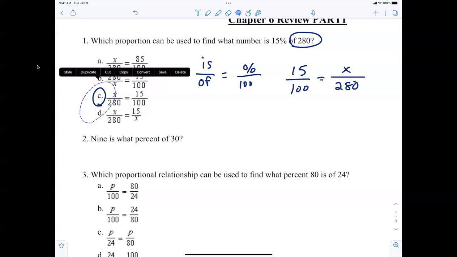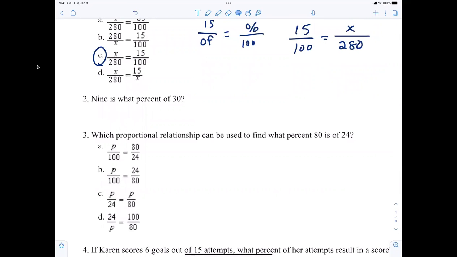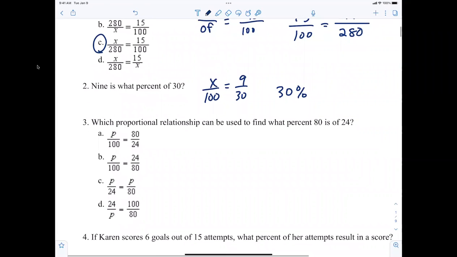Now, again, the next one. I personally prefer equations, but most of the kids last class decided to do it as a proportion. So Charlotte, tell me how to do number 2. X over 100, 9 over 30. Yeah, that's what all the kids are doing. 30% is correct. Now, for me, I like doing 9 equals X times 30. That's how I do it.